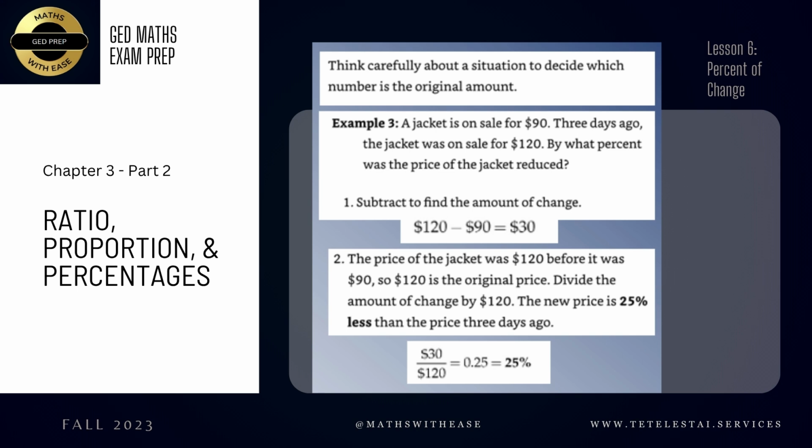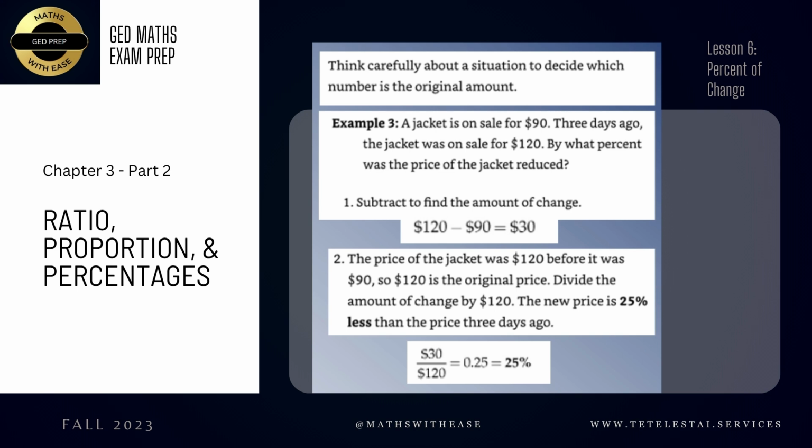3 days ago, the jacket went on sale for $120. By what percent was the price of the jacket reduced? Well, you simply subtract to find the amount of change. So 120 minus 90 equals 30. And then you take the price that the jacket was before it was reduced to 90. So $120 is the original price, the price of the jacket before it was reduced to 90. So 120 is the original price.